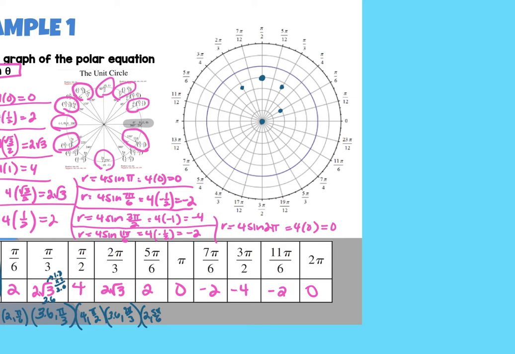5 pi over 6. I go to 5 pi over 6. I go to 2. Then pi, I go to 0. So again, it's at the pole. Anything with a radius of 0 is at the pole.